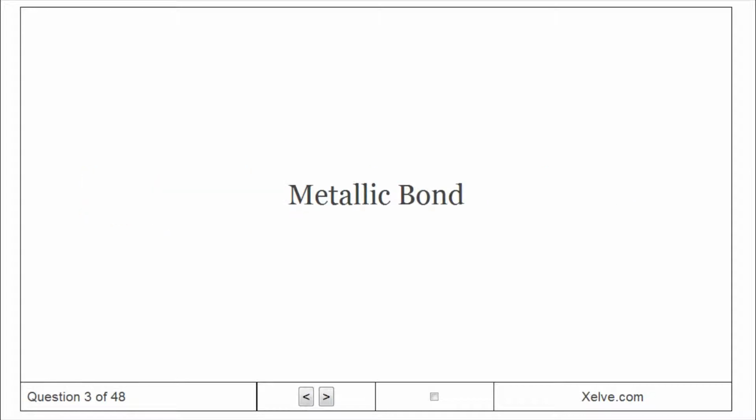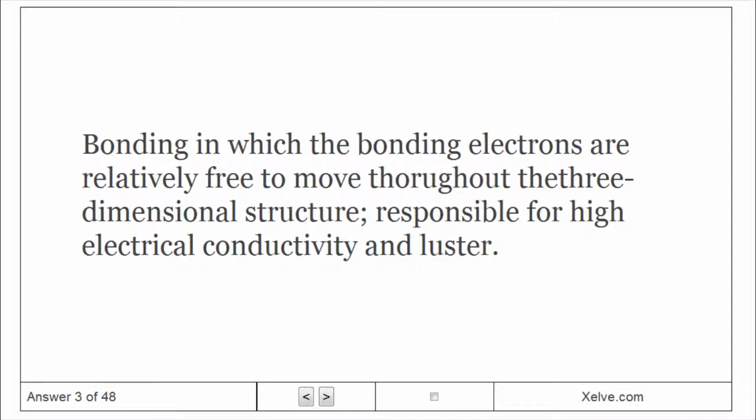Metallic bond. Bonding in which the bonding electrons are relatively free to move throughout the three-dimensional structure, responsible for high electrical conductivity and luster.